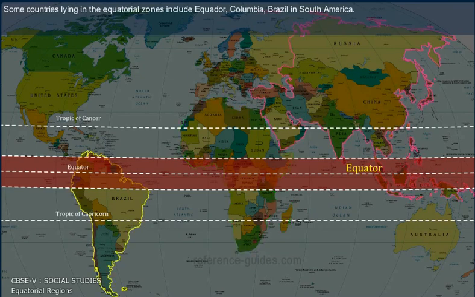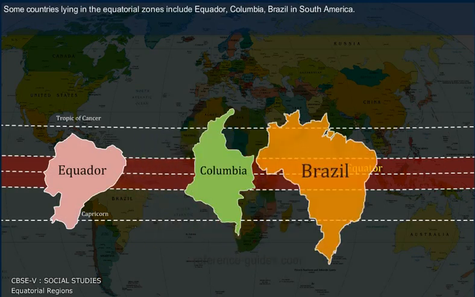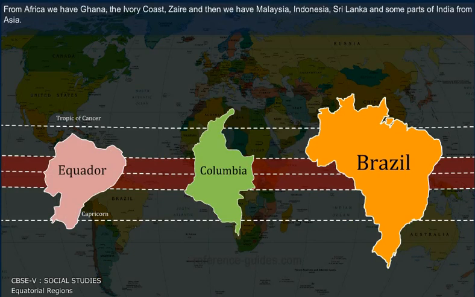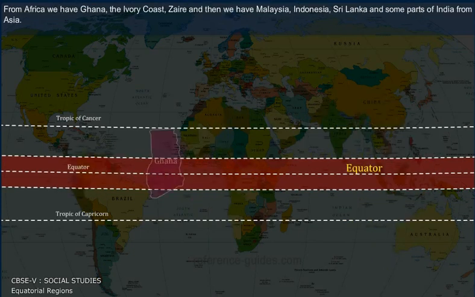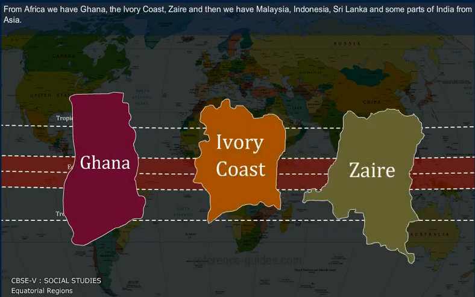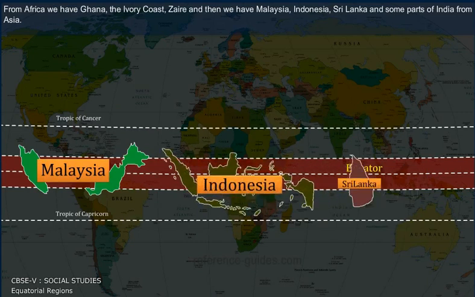Some countries lying in the equatorial zones include Ecuador, Colombia, Brazil in South America. From Africa, we have Ghana, the Ivory Coast, Zaire, and then we have Malaysia, Indonesia, Sri Lanka, and some parts of India from Asia.